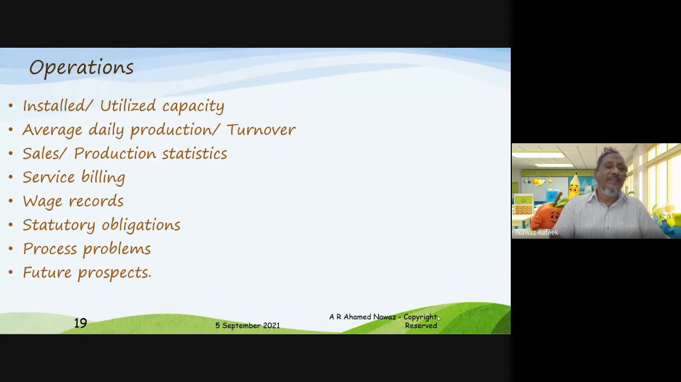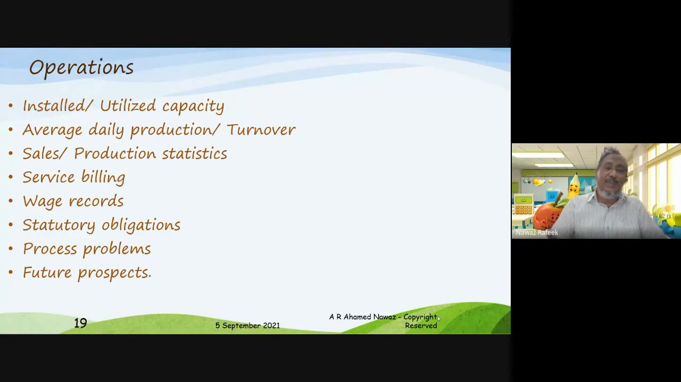Then again, operations. We discussed earlier the machines, installed capacity, utilized capacity. If it is underutilized, it affects profitability. If it is overutilized, it will damage the machinery. Average daily production, and the turnover. Then statistics relating to sales and production. Right? How much are the sales? What is the production? What is the ratio between production and sales? Whether sufficient orders are there to sustain the manufacturing production.